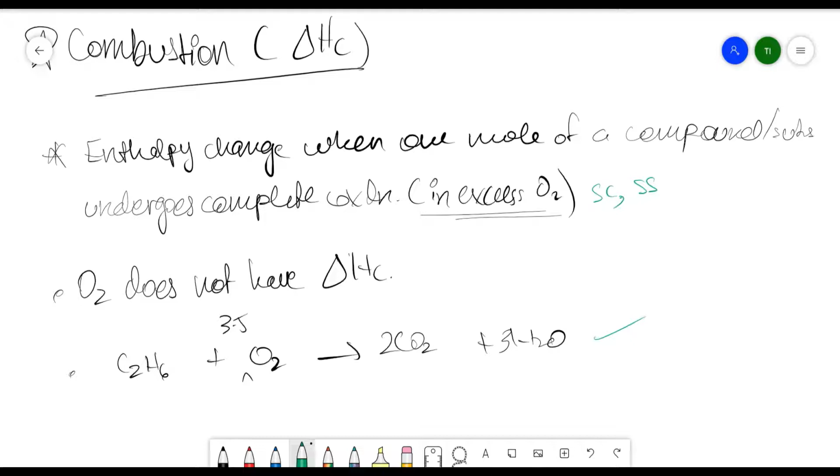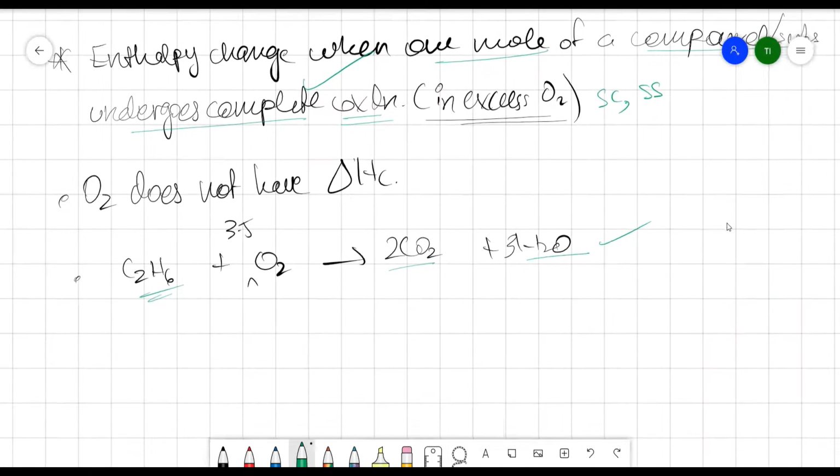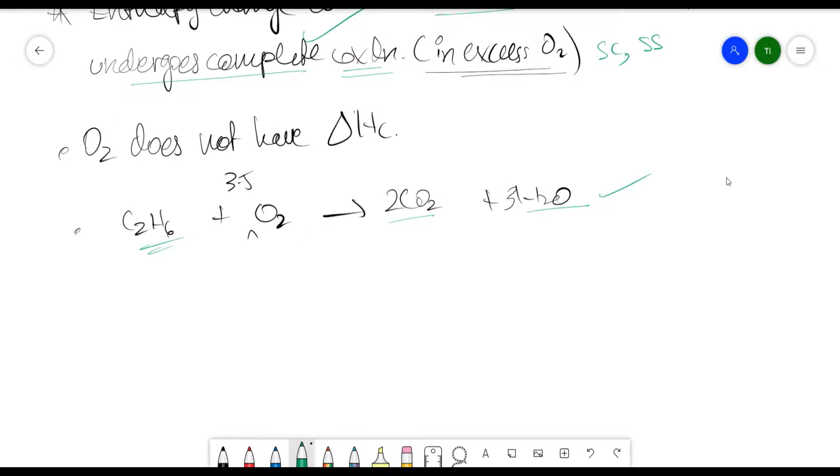Why? Because it follows the definition given. When 1 mole of a substance or compound undergoes complete oxidation, and in case of hydrocarbons, complete oxidation gives off carbon dioxide and water. So it satisfies this condition, right? And yeah, that's pretty much all there is for enthalpy change of combustion. Now, just like the enthalpy change of formation, enthalpy changes of combustion can also be treated by Hess's law and follow a similar cycle, which I like to call the combustion cycle.